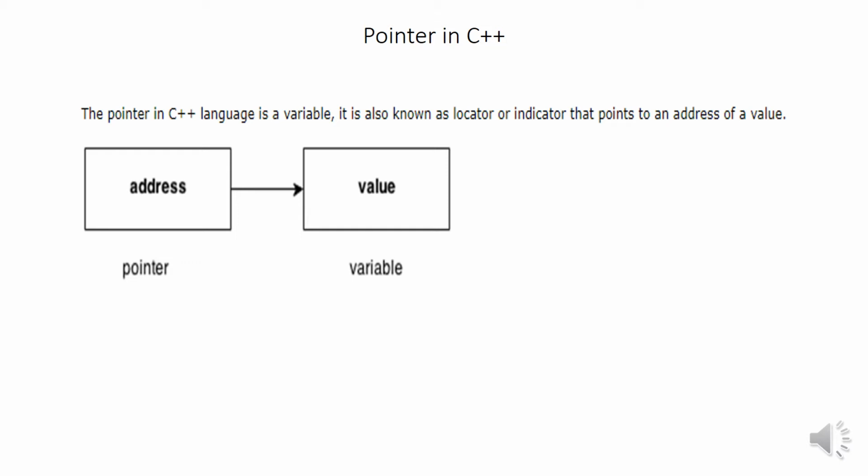So the pointer in the C++ language is a variable. It also works as a variable. That variable holds the address of the memory location where the value of that variable is stored. So a pointer in C++ is also known as a locator or indicator, which points to the address of the value of the variable.